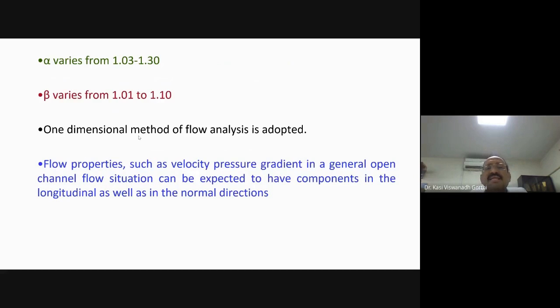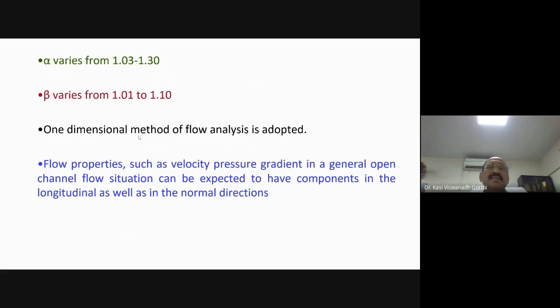But for the sake of our mathematical convenience, we assume that the variation is more and maximum only in the longitudinal direction, and in the remaining two directions, the variation may be very less and hence may be neglected, and hence may be assumed to be constant. This is one assumption that we are making. We are adopting only a one-dimensional method of flow analysis instead of taking a three-dimensional method of analysis.